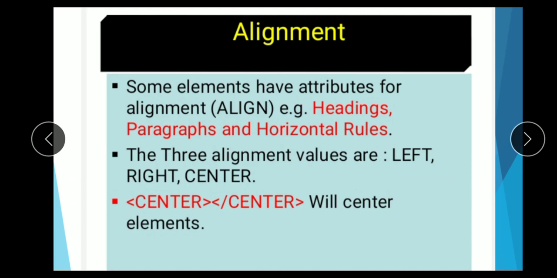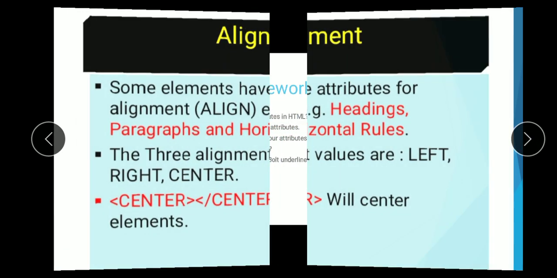Alignment. Some elements have attributes for alignment, short form align. Examples are headings, paragraphs and horizontal rules. The three alignment values are left, right and center. In HTML you can use three types of alignment: left, right and center. You use center open and center close. You will use the center element. So you can also use left and right, but alignment is a container element, so you open it and then you close it. So alignment is performed on your work.